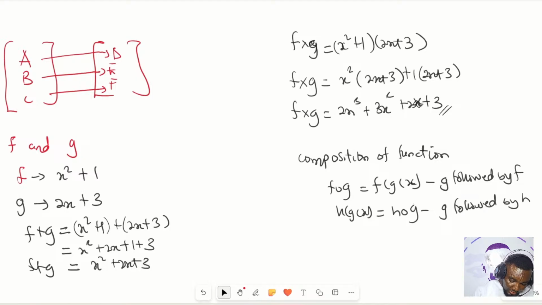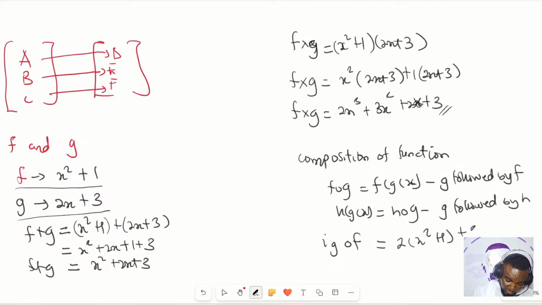So for instance, if you are considering these two functions, f, which is x squared plus 1, and g, 2x plus 3, if you are looking for g of f, then it means that we are going to take the g function, which is 2x plus 3, and wherever we see x, we'll put f there. So it means that we'll have 2 times x squared plus 1, plus 3.